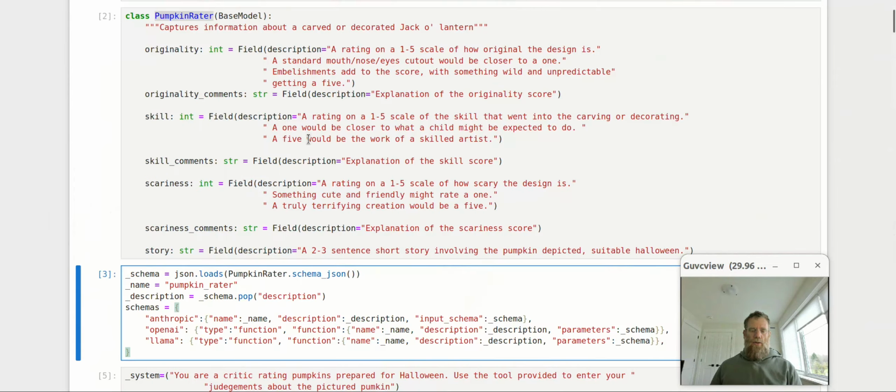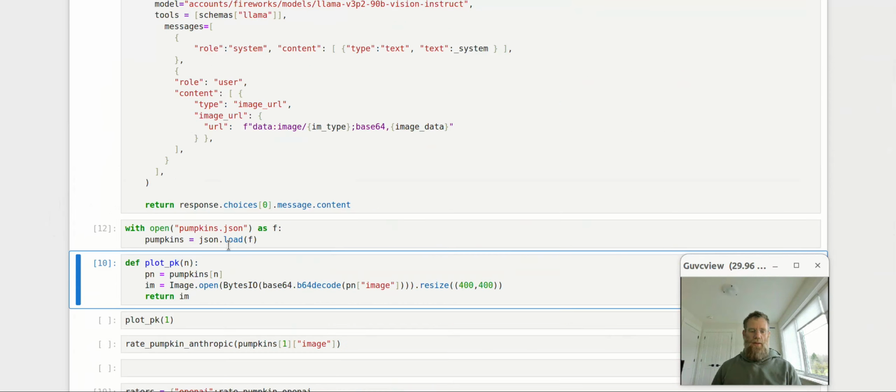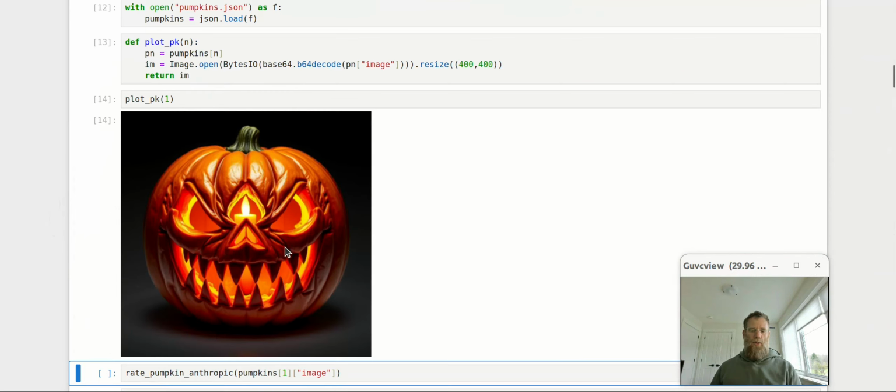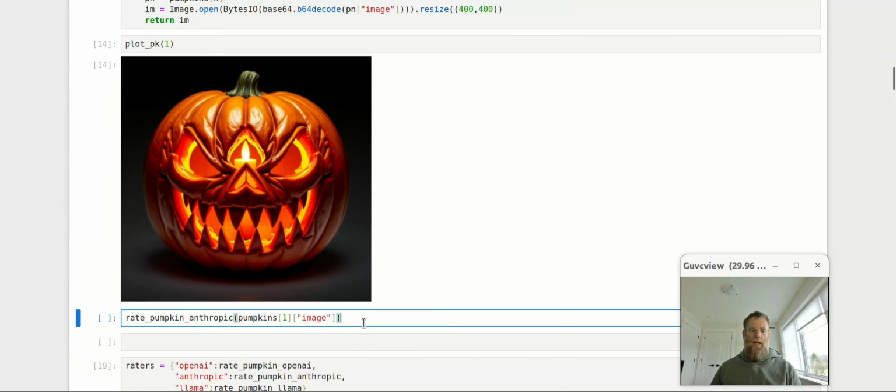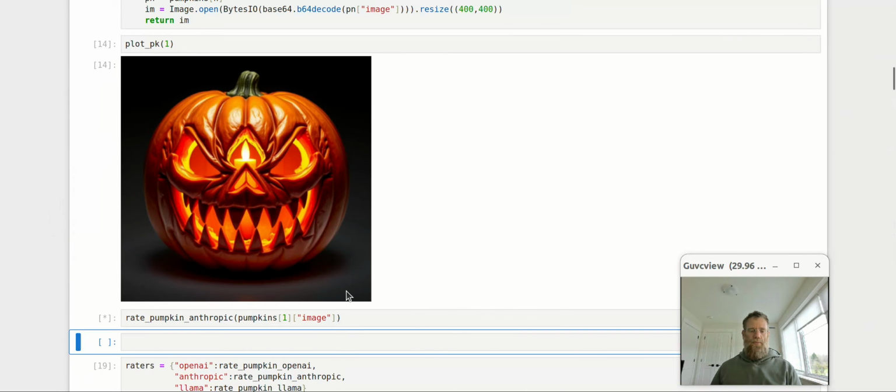Going over here now, our rater is going to comment on the originality, the skill, the scariness of the pumpkins, and it also throws in a short story about that pumpkin just for fun. It uses the image analysis features of OpenAI and Anthropic's AI models, load in our test set, plot one of the pumpkins that we generated, and then run the rater.